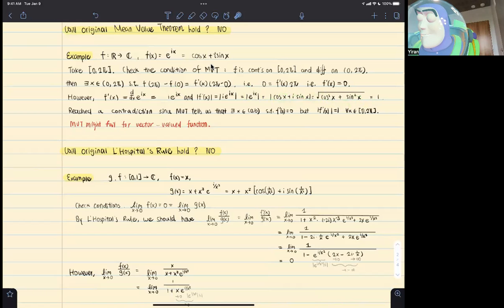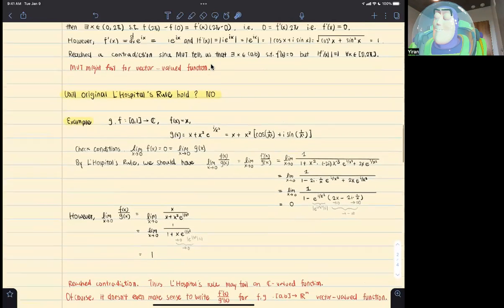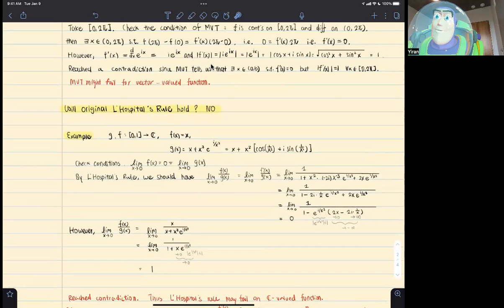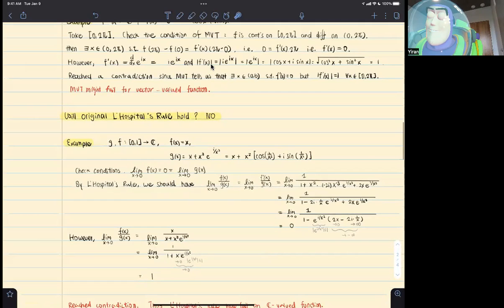Why? Because by the mean value theorem, which we assume is true, we obtain that there exists a point such that the derivative of f at this point is 0. Meanwhile, we also know that at every point on this interval, or every point actually in R, the derivative of f has magnitude 1. So clearly there is a contradiction, because how can 0 have magnitude 1, right? Therefore, the mean value theorem does not hold in this example. And in general, at this point we cannot have a general conclusion for complex valued functions.